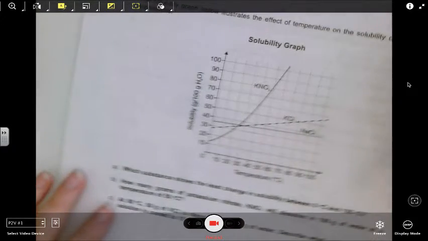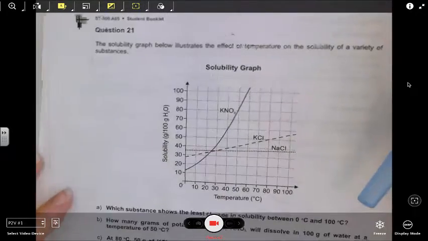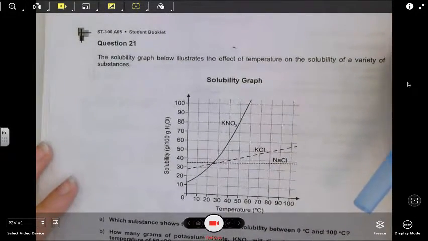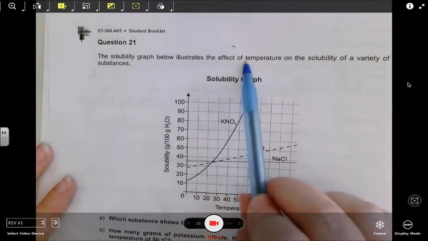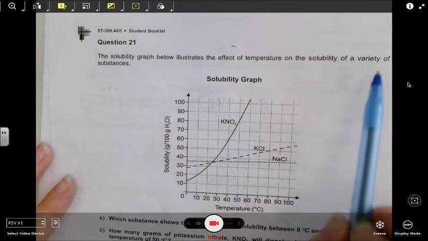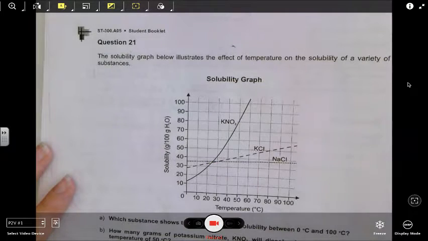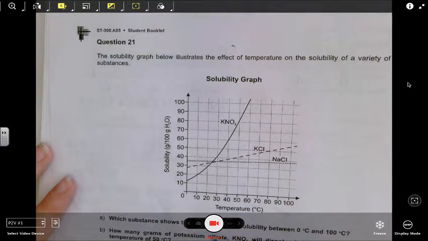The last question here, question 21, was about solubility. It said the solubility graph below illustrates the effect of temperature on the solubility of a variety of substances, and then it asked which substance shows the least change in solubility between 0 degrees and 100 degrees.